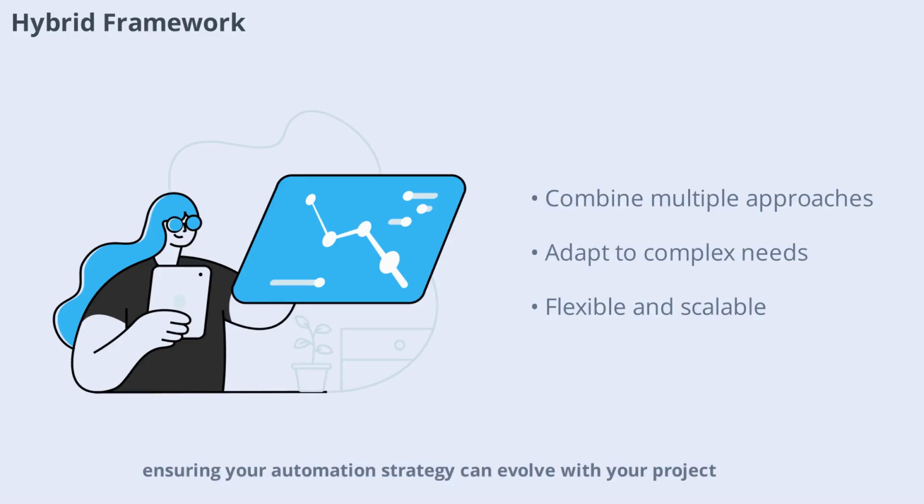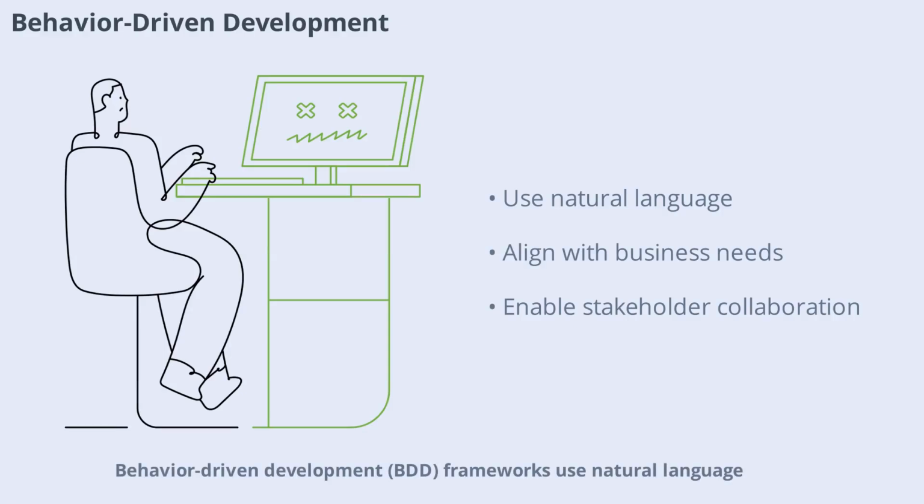Behavior-driven development (BDD) frameworks use natural language to describe the expected behavior of an application. This makes it easier for stakeholders, including non-technical team members, to understand and participate in the testing process. BDD frameworks like Cucumber integrate seamlessly with Selenium, enabling collaboration and ensuring that tests align with business requirements.